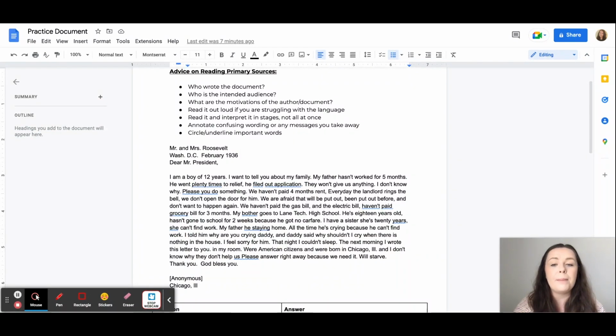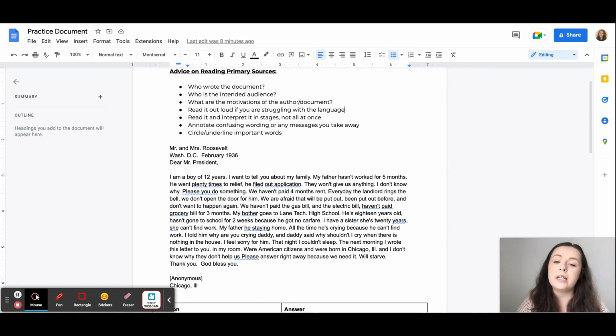My biggest piece of advice is to read and interpret in stages. Don't read the whole thing and at the end say, okay, what did I just read? Because that can be very unmotivating, because it's hard to read primary sources. If you get through this huge chunk of text and at the end you say, okay, what did I just read? Odds are your answer is going to be, I have no idea what I just read, and you'll be more likely to give up.